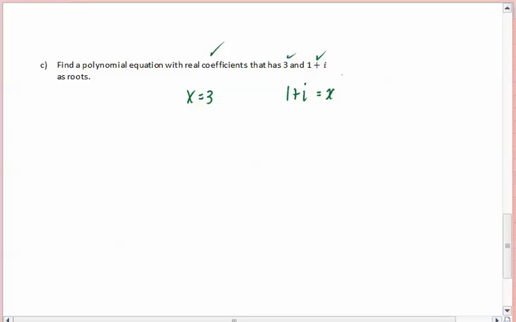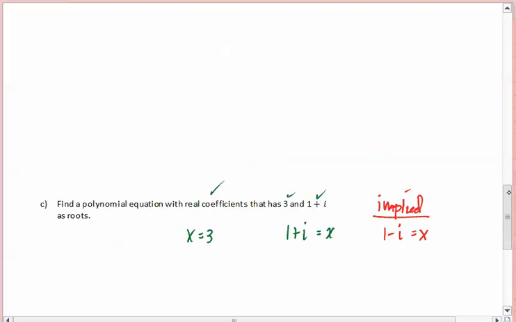Now, what we just talked about is that imaginary roots come in pairs of 2, always. They come in pairs. So then the other one that they didn't give us would have to be 1 minus i. Okay, so we're going to call this one implied. In other words, they don't have to tell us. We know that it has to be another root. They come in pairs.